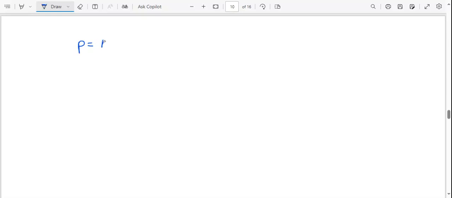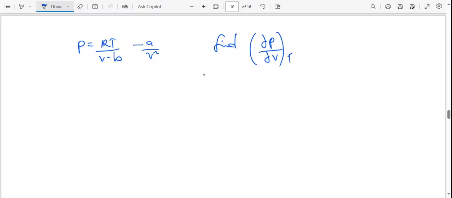Pressure is equal to RT over V minus b, then minus a over V squared. So having this formula now, let's say I tell you to find the partial change in P with reference to the change in V, while we keep temperature constant. Okay, so what are we going to do in this case now?